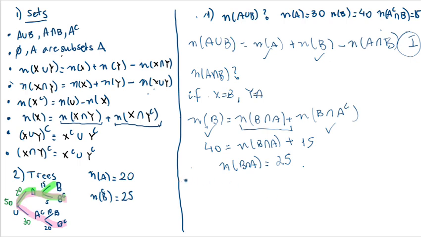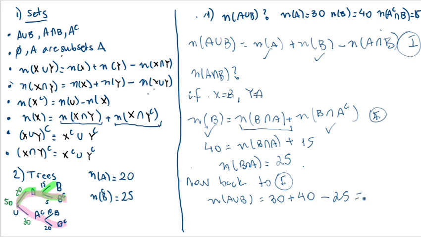Okay, so now back to equation 1. This was equation 2, obviously. I will finish it. So A union B, I'm going to substitute already. So n of A union B is what I want. This will be n of A, which is 30, plus 40, which is n of B, minus 25. And if you do the math, this is 45. Okay?